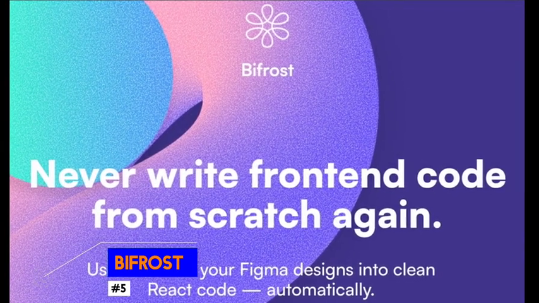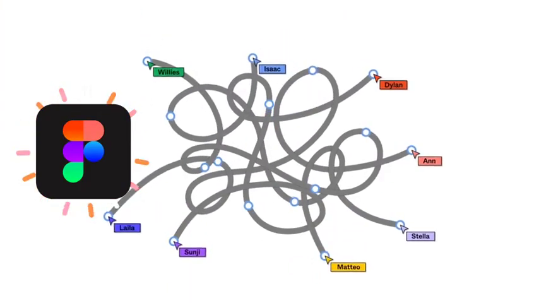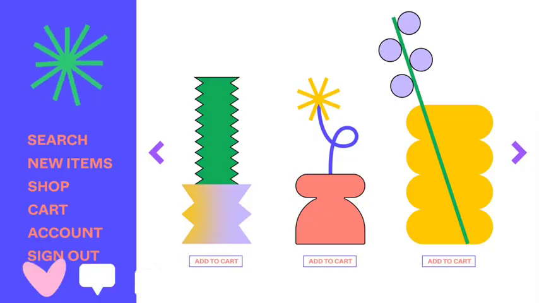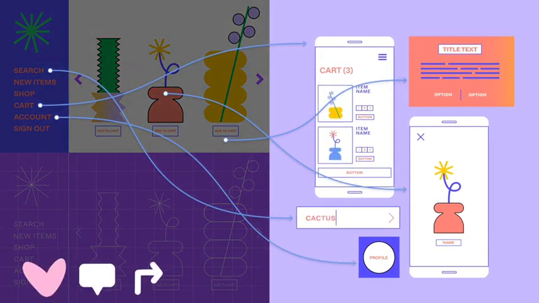The final tool on our list is Bifurist. It's a tool that can help turn Figma designs into React code automatically. With this tool, designers can create and update screens in Figma without the need for manual handoffs, and engineers can focus on features that drive the business forward instead of having to create screens and components.